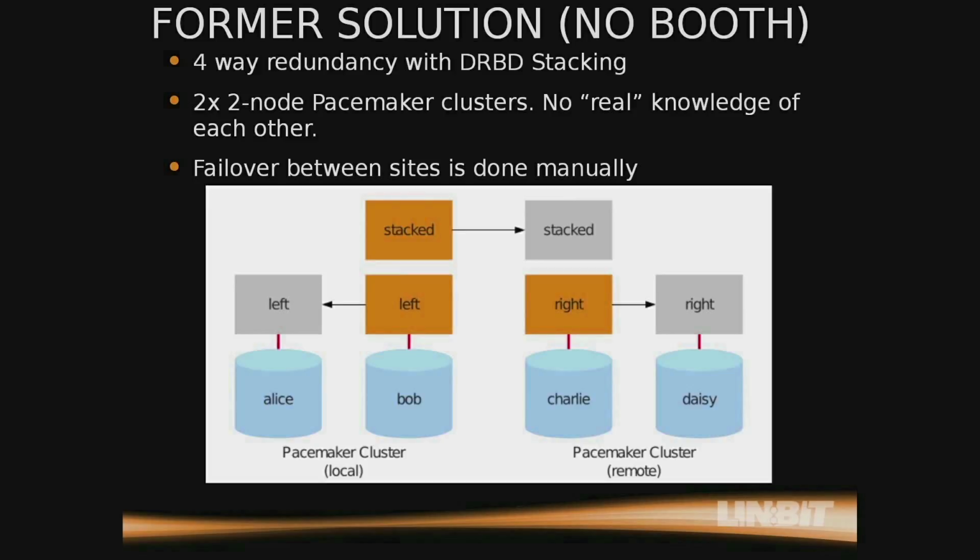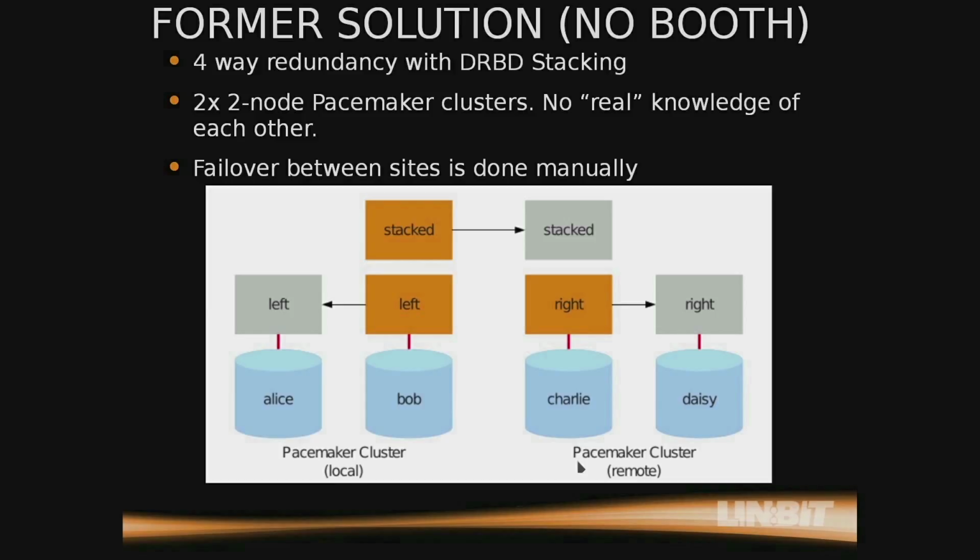And a quick graphic that kind of illustrates how that would work. The rectangles represent DRBD resources. The blue cylinders represent storage systems. In this case, it's a 4-node. We have Alice and Bob here locally. Bob is the active side, as shown in orange. The Charlie and Daisy is a passive site. And in order to fail over services from the one site to the remote site, an admin would have to issue a few commands.